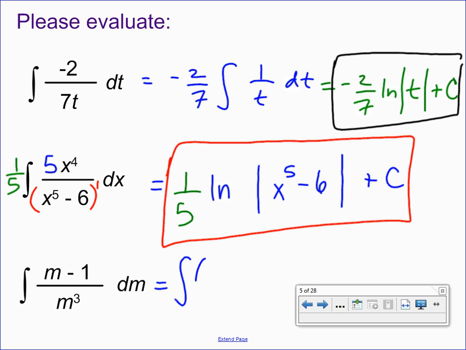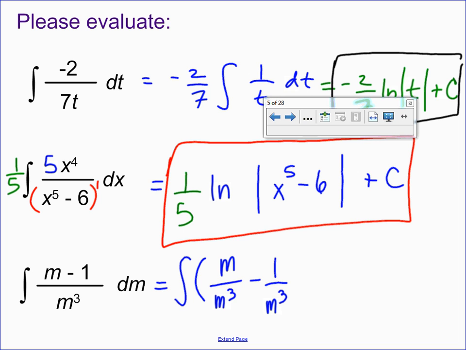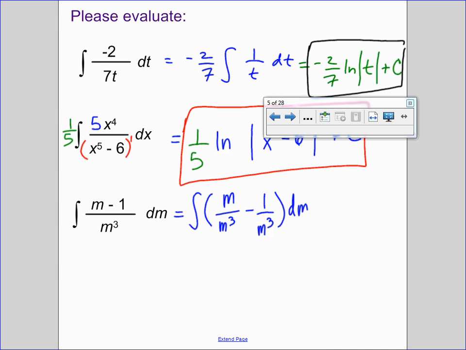So let's simply rewrite this by breaking it up. That becomes m over m cubed minus 1 over m cubed. It's okay to break up a sum or difference in the numerator of a fraction. I just can't break up a sum or difference in the denominator of a fraction. Simplify and integrate term by term. So this becomes m over m cubed reduced to 1 over m squared minus 1 over m cubed. And I can integrate term by term just like we differentiate term by term, because now we know that integration and differentiation are inverse processes.